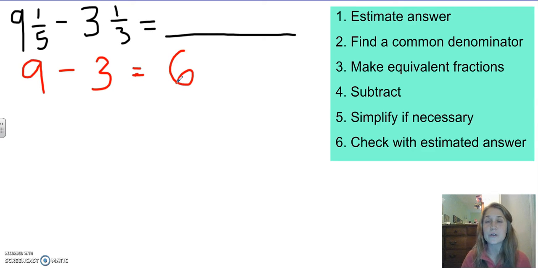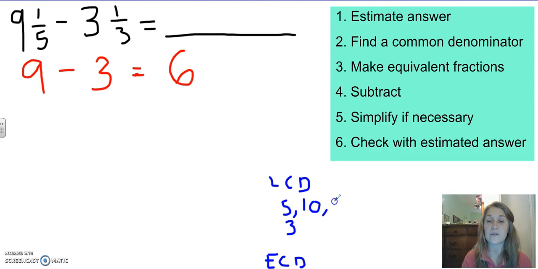The next thing that we're going to do is find a common denominator. Remember, we can find a common denominator using the least common denominator, the LCD, or the easiest common denominator, the ECD. Let's look at the LCD first. I'm going to take my denominators, 5 and 3, and I'm going to find that least common multiple. The multiple that's the same between 5 and 3. 5 times 1 is 5, 5 times 2 is 10, 5 times 3 is 15.